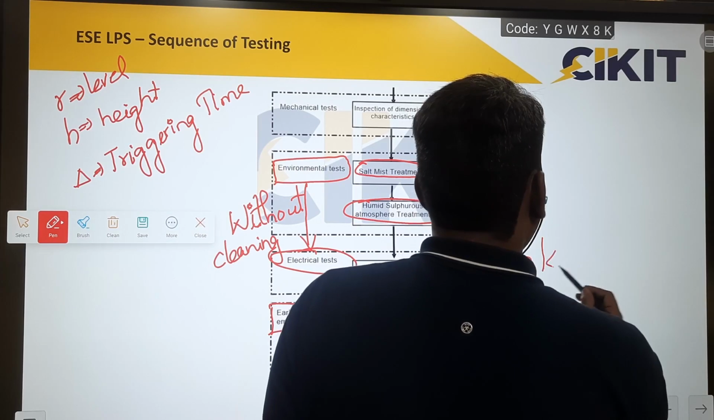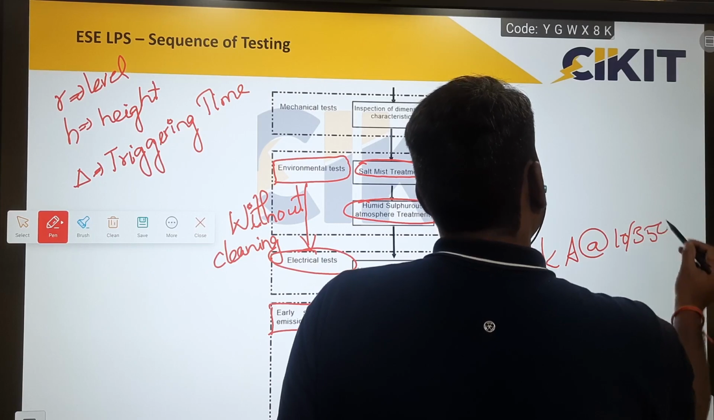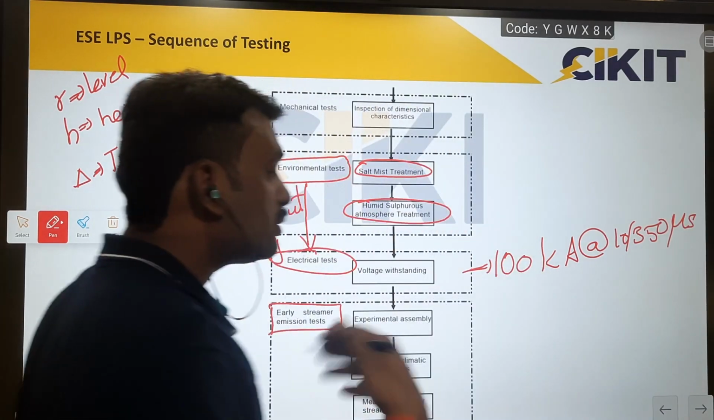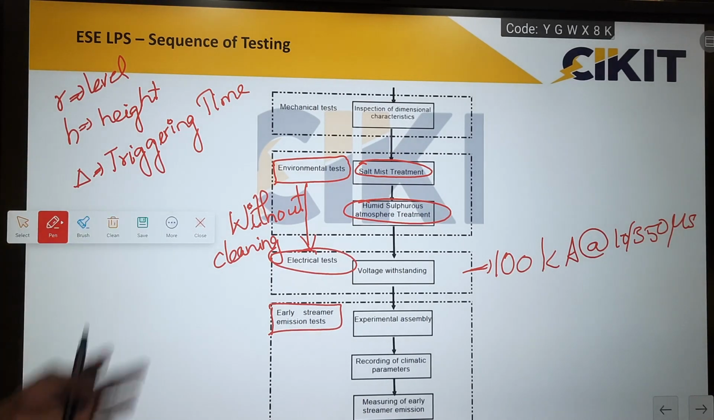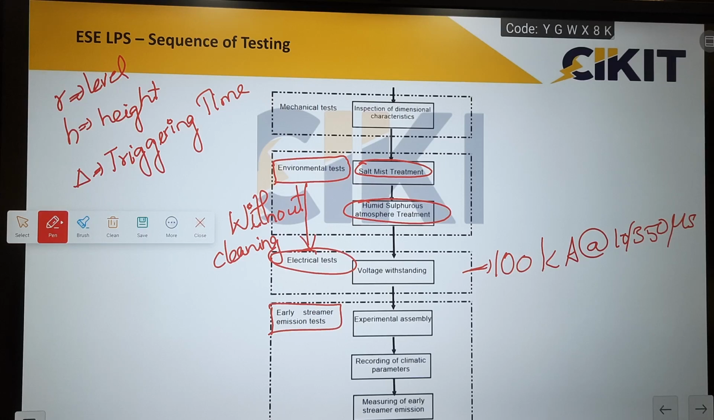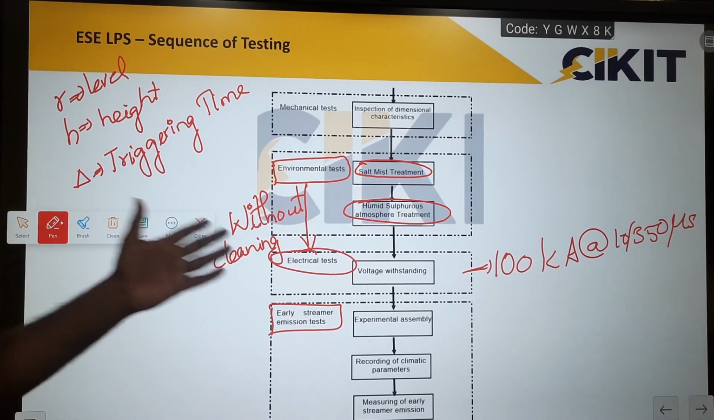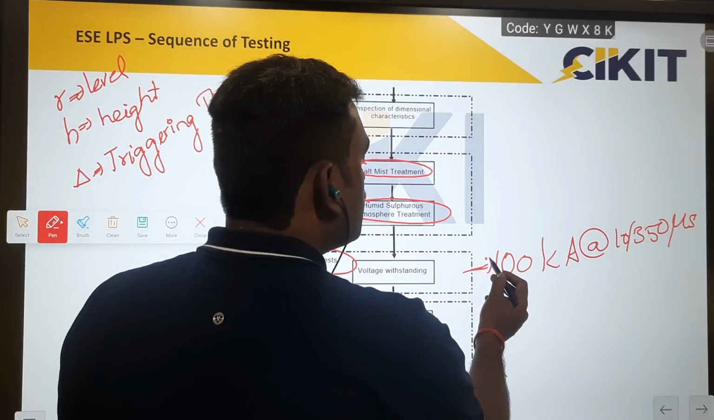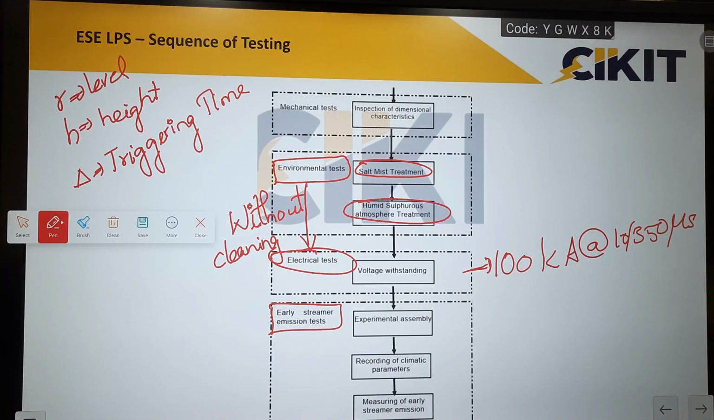Normally, it will be tested with 100 kA, 10/350 microseconds. So such a huge energy will be applied to this ESE terminal. After exposure to the environmental test, if there are any salt deposits, the insulation property of the component will get damaged, will get deteriorated. So in order to examine this insulation property, even after exposure to these environmental conditions, they will perform a selected test by subjecting it to a huge energy of 100 kiloamps at 10/350 microseconds.